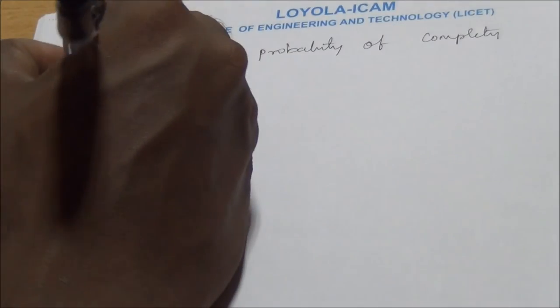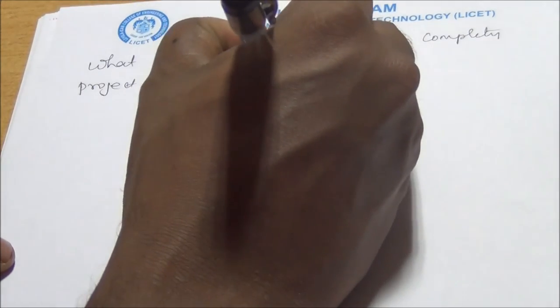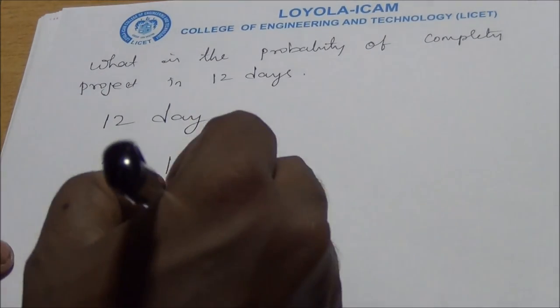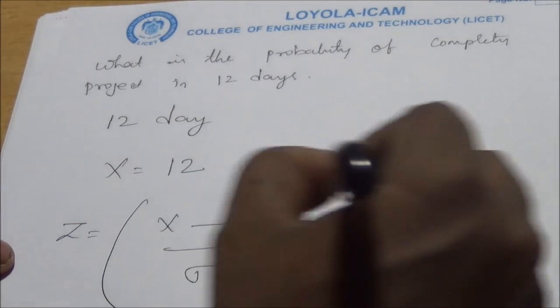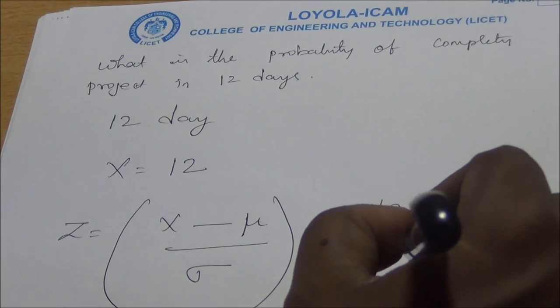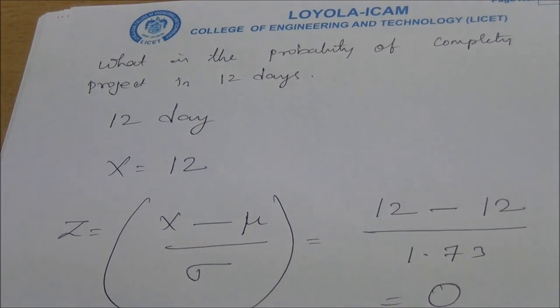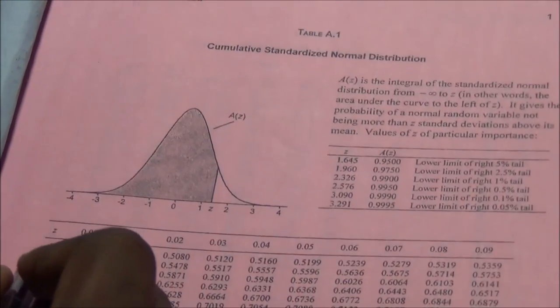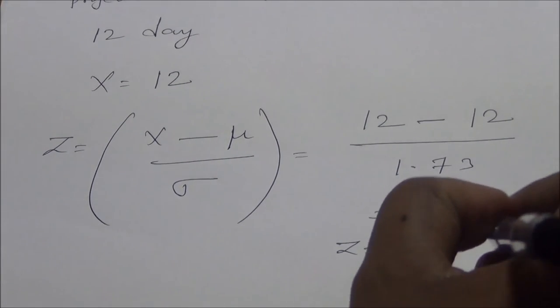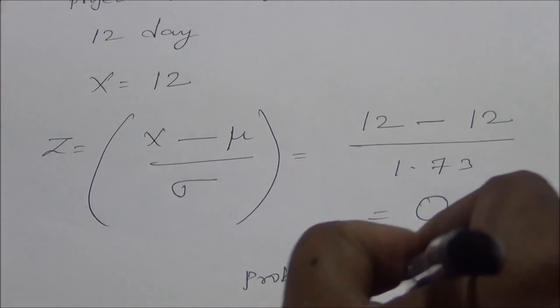So what is the probability of completing the project in 12 days? For 12 days, x is equal to 12. The formula for z is x minus mu by sigma. So x is 12, mu is 12, and sigma is 1.73. So this will be 0. If it is 0, go to the statistical table, and for 0 we have 0.5000, so z is 0.5000 and the probability will be 50%.